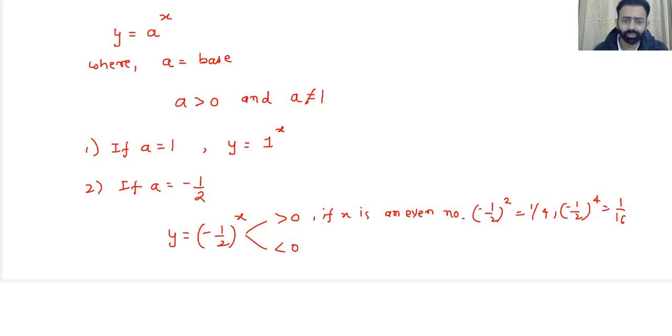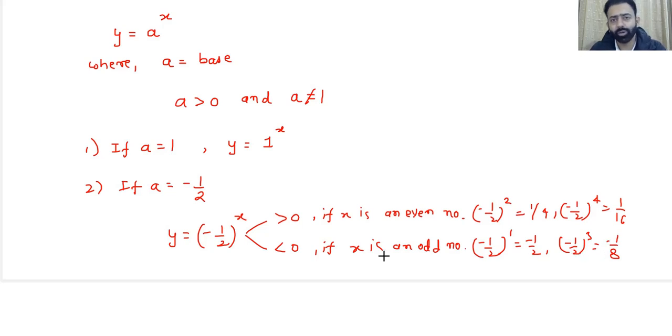Now just the reverse of this, the answer will be negative if the exponent x is an odd number. So minus 1 raised to power 3 is minus 1, and minus 1 by 2 raised to power 3 is minus 1 by 8, and so on. So if the exponent is an odd number, the answer will be negative. If it is an even number, the answer will be positive. So exactly how will you define this exponential function? We cannot define this function exactly, right? Depending upon the particular value of x, you are finding a particular value of y.